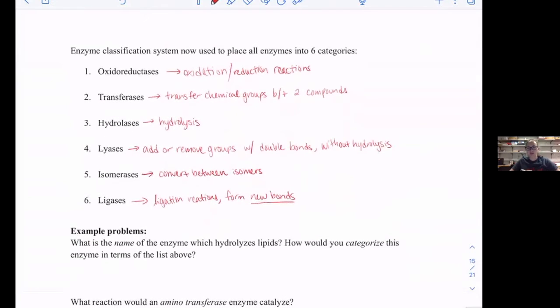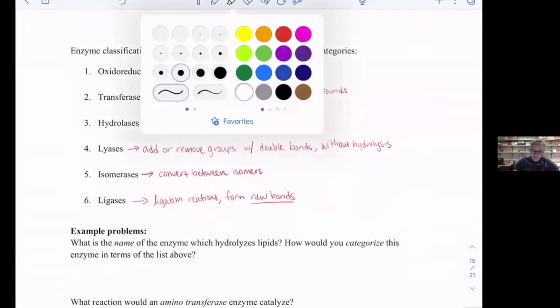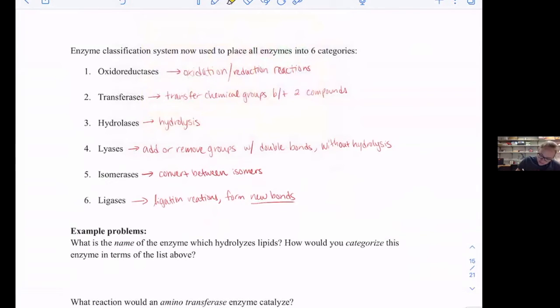However, we also need to categorize enzymes. So there's 6 kind of families or categories of enzymes. The first one is an oxidoreductase. So you see in this word, we have oxido, that sounds like oxidation, and then reductase, which sounds like reduction. So this general family of enzymes is responsible for oxidation or reduction reactions. So it's easy based off of the name. Oxidoreductase, oxidations and reductions.